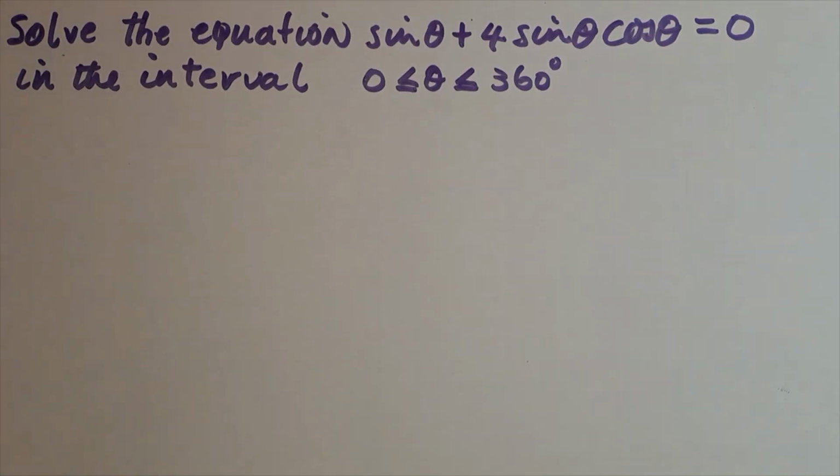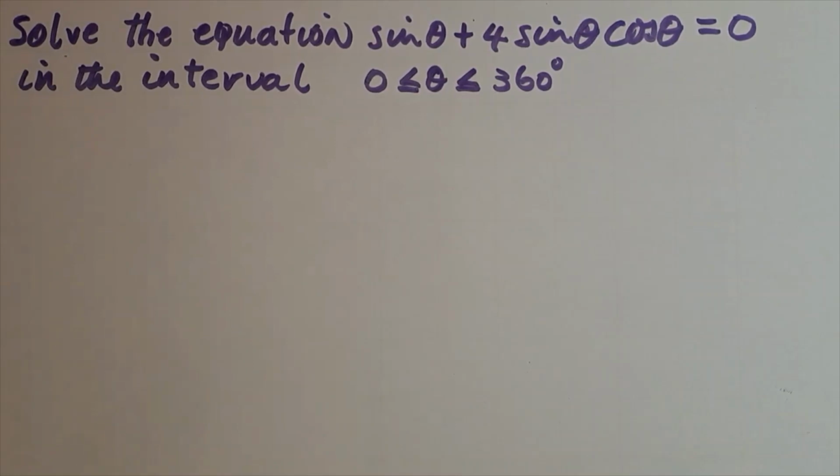Hello, here's a question I'd like to tackle. Solve the equation sine theta plus 4 sine theta cosine theta equals 0 in the interval theta lying between 0 and 360 degrees.